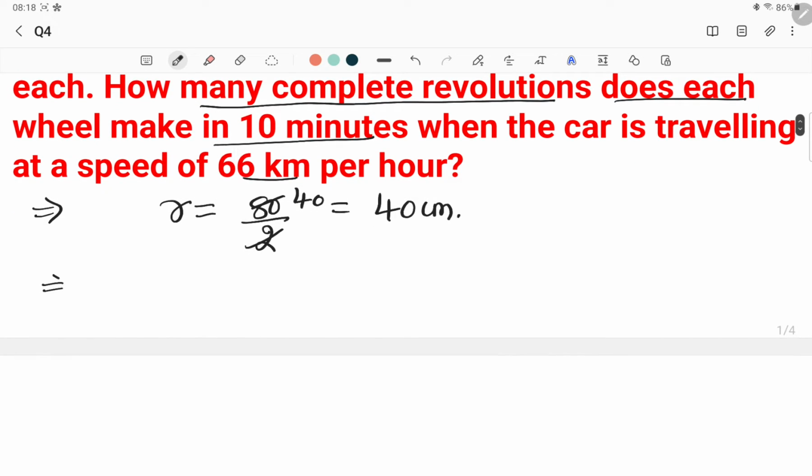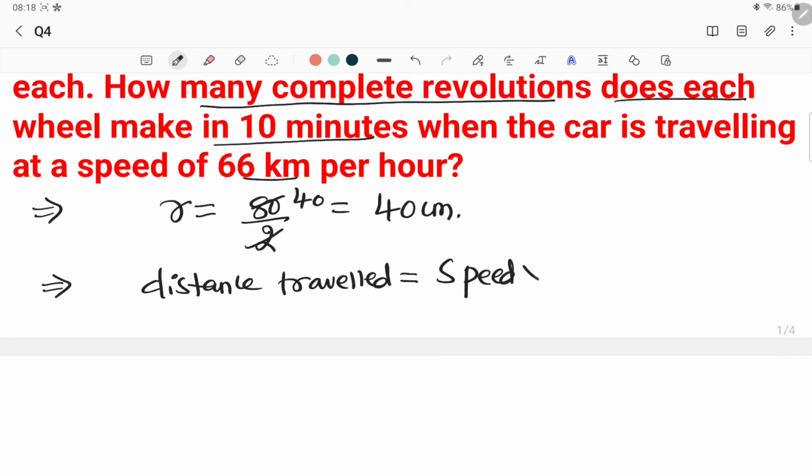First of all, how much distance does it travel? Let us find out the distance traveled by the car. Distance is equal to, what is the formula? That is speed into time, right? What is the speed? That is 66 kilometer per hour into time, which is 10 minutes. 10 minutes means 10 divided by 60 hours, no?